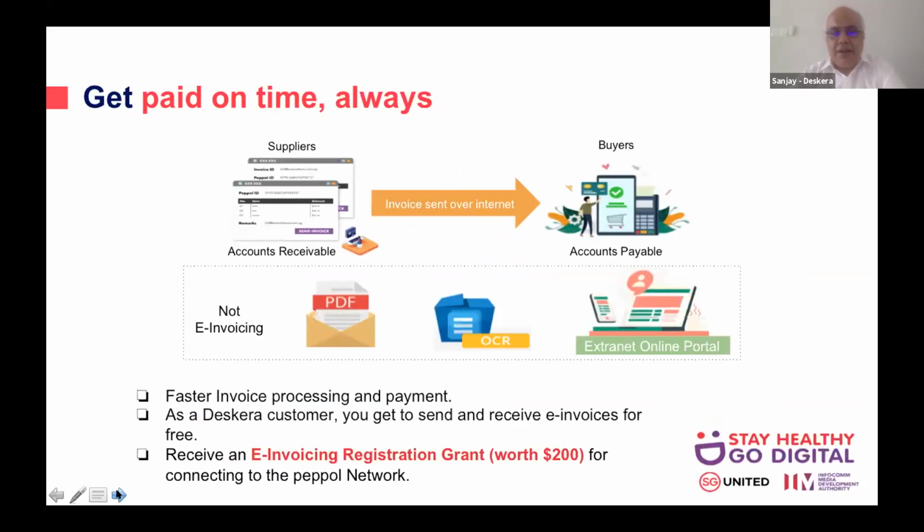This is about e-invoicing. And in e-invoicing, there is an e-invoicing registration grant for all SMEs, irrespective of the software. As long as you register for e-invoicing, you get a Peppol ID and you get a $200 grant. I think it has been enhanced yesterday, but I haven't looked into the details. So basically, Deskera is e-invoicing enabled software, so you don't have to send a PDF copy or do OCR or upload to a portal, etc. Right?